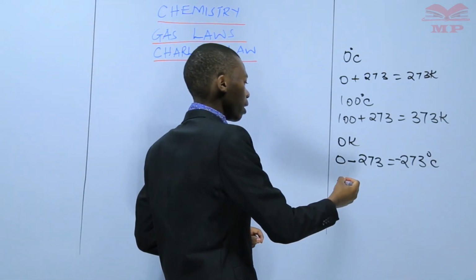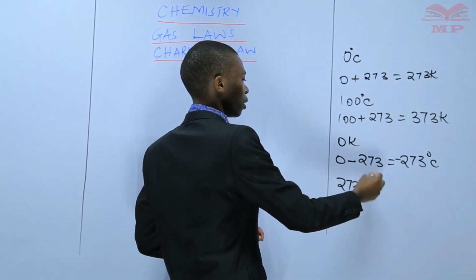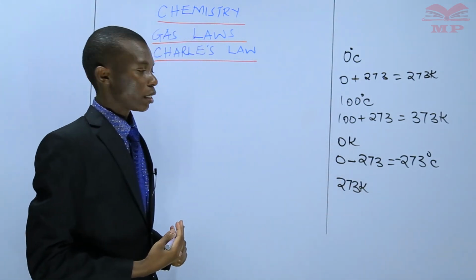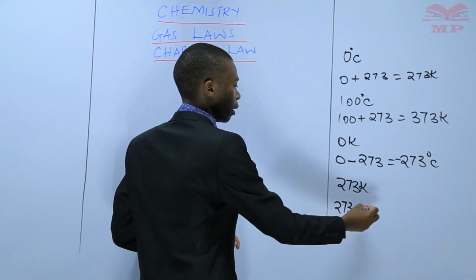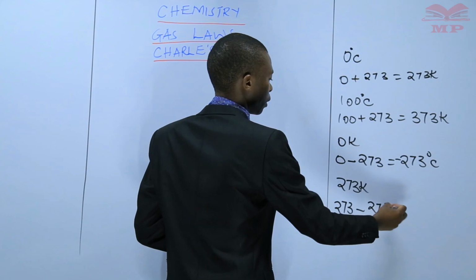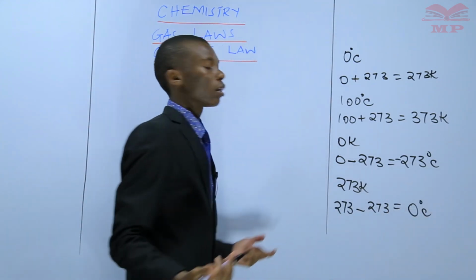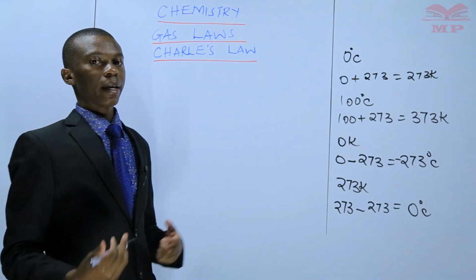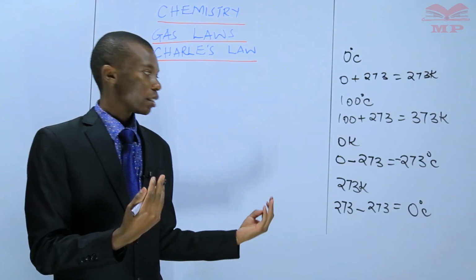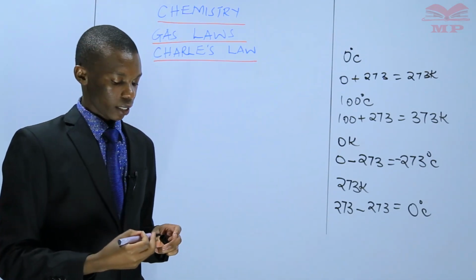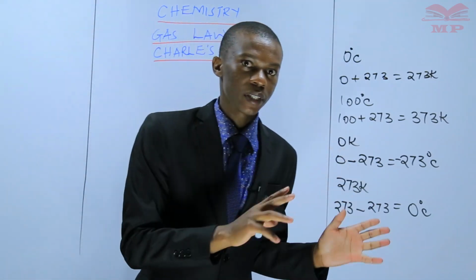Again, if you have 273 Kelvin, and you want to convert this temperature to degrees Celsius, you subtract 273, and you get 0 degrees Celsius. Therefore, 273 Kelvin and 0 degrees Celsius are the same amount of temperature, only that one is in degrees Celsius and the other one is in Kelvin. That is what we learned in the previous lesson.